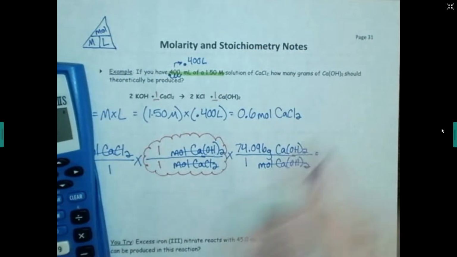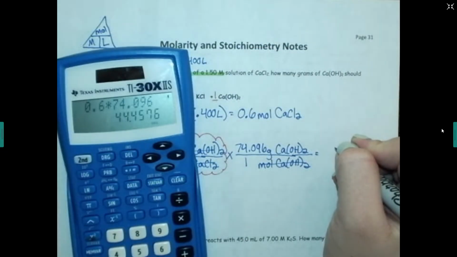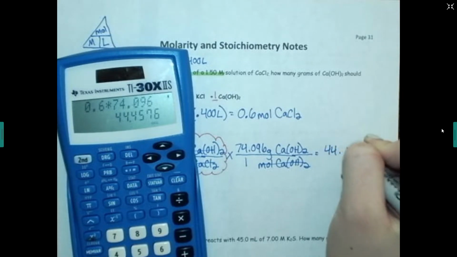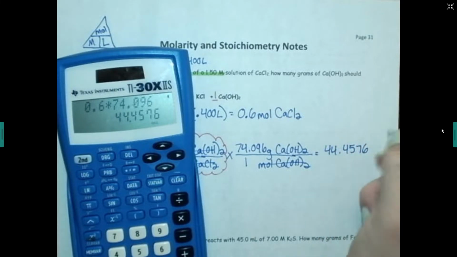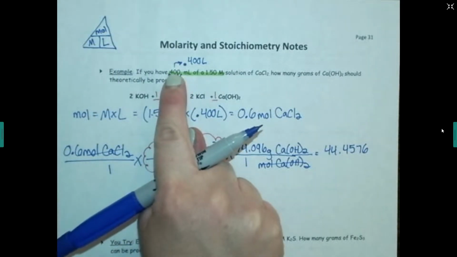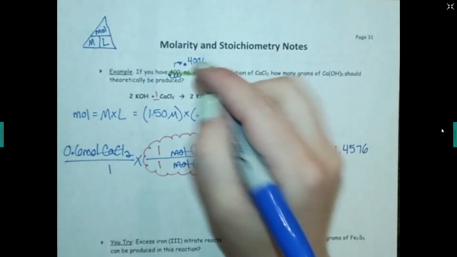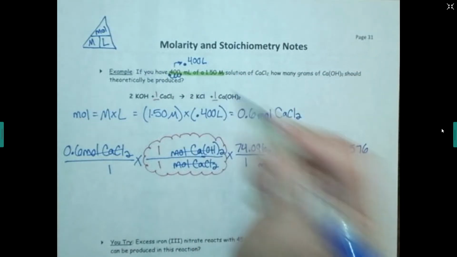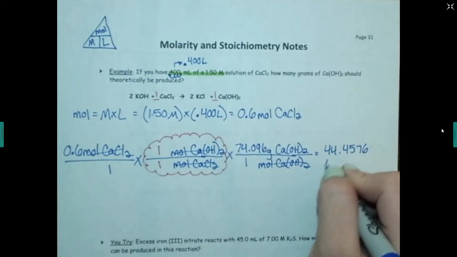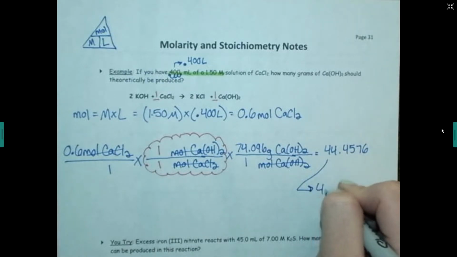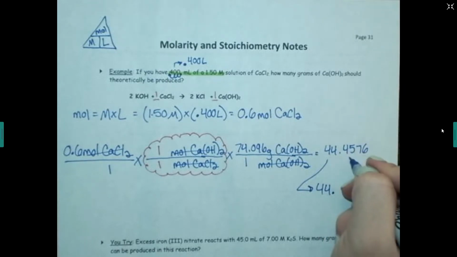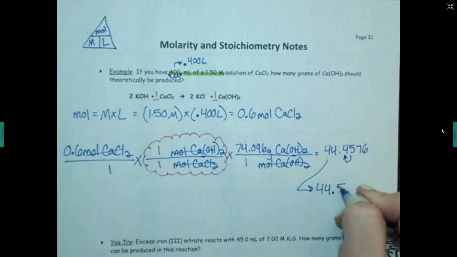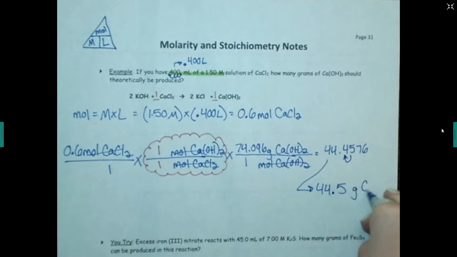I'll write my unrounded answer first. I got 44.4576. How many sig figs do I need? Well, let's look at the original problem. This had 3 sig figs because there was a decimal there. Sorry, you can't see it anymore. And this has 3 sig figs. So we need this to be in 3 sig figs. It's going to be 44 point, and this 5 is going to bump that up to a 5. So 44.5 grams of calcium hydroxide. Okay, that's our answer.